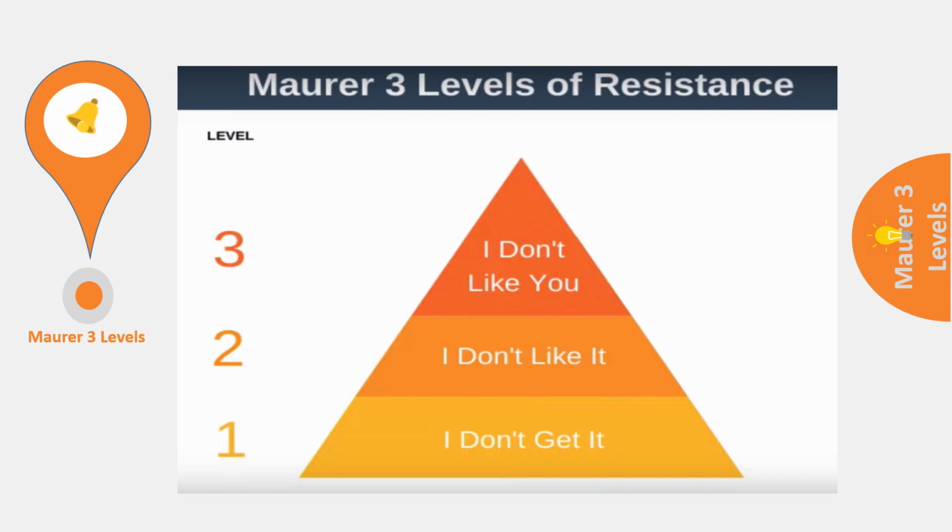Then you have the next level, which is I don't like it. Here it's an emotional response to change. When people are in a flight or fight mode, then they can't emotionally connect and determine how they're going to get on with it. And then the last level, which is stage 3, I don't like you. It's not that they don't like you, but rather they don't trust your ability to achieve the aims and objectives or the change that you want.